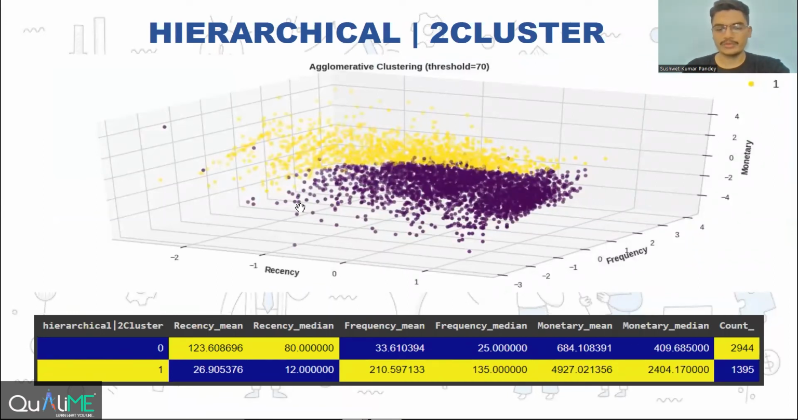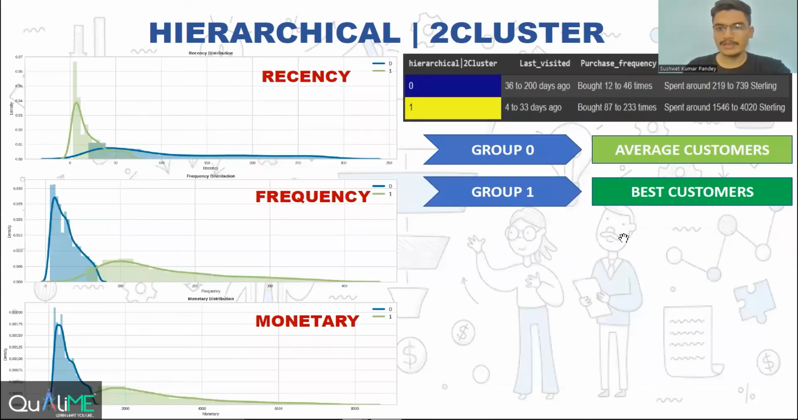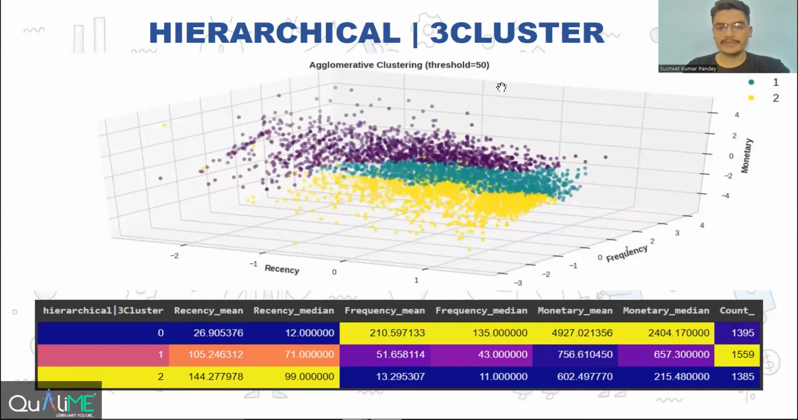If we are taking threshold distance to be 70, we are getting 2 segments. These are the stats of all the groups. So group number 0, these are the worst customers because they visited long back, and monetary and frequency values are not good. The other group are the good customers because they visited recently and they have good frequency and monetary value. They spend a lot of money. So group number 0, as we discussed, these are the average customers. Group number 1, these are the best customers.